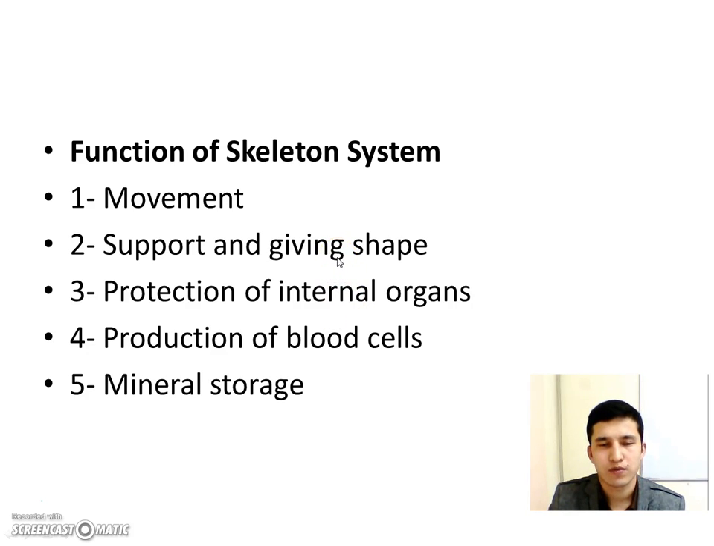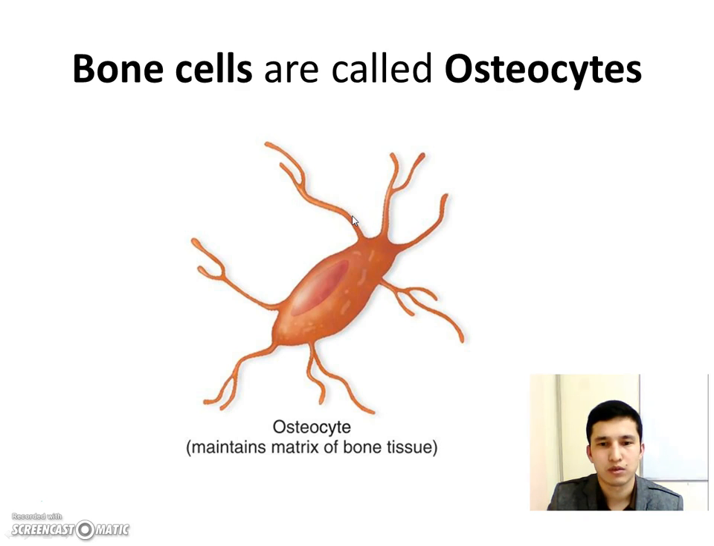So firstly, what is the function of the skeletal system in our body? The first function of the skeletal system is movement. The second is support and giving shape to our body. Third, it is protection of internal organs, fourth, it is production of blood cells, and the fifth is mineral storage. Mostly it is storage of calcium and phosphate minerals.